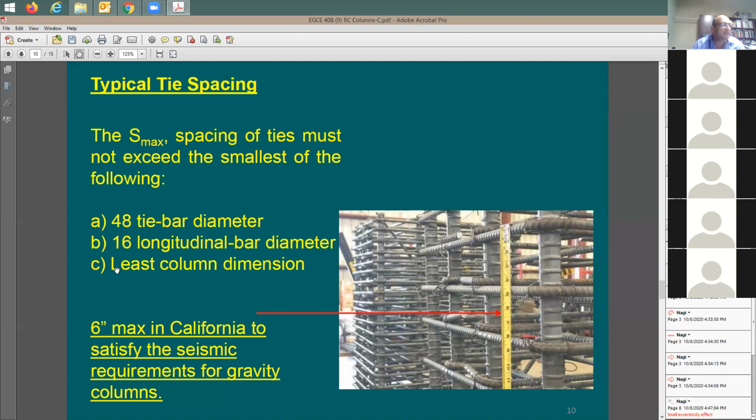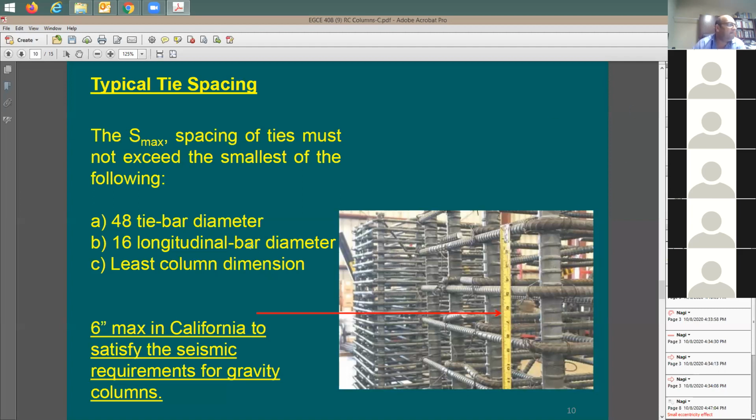And this also says the least column dimension. So let's say the column is 24 by 24. Or the column, let's say, is 12 by 24. The smaller column dimension here is going to be 12 inches. Looking here at the 3 conditions, you take the smallest of all of them. So in this case, it's going to be 12 inches.